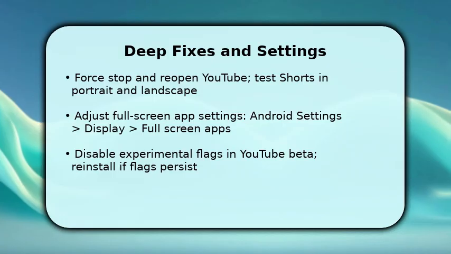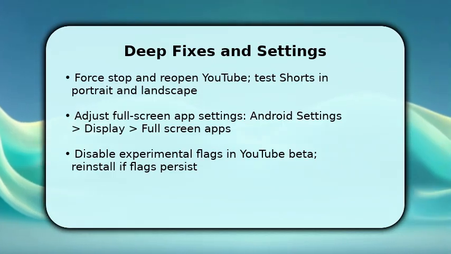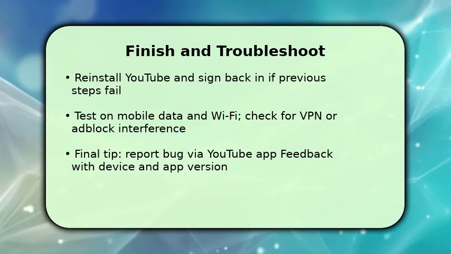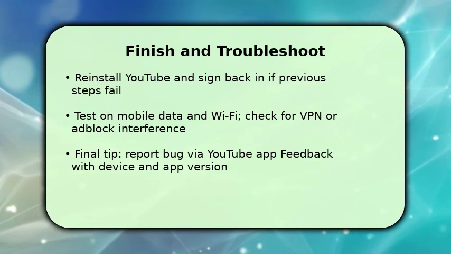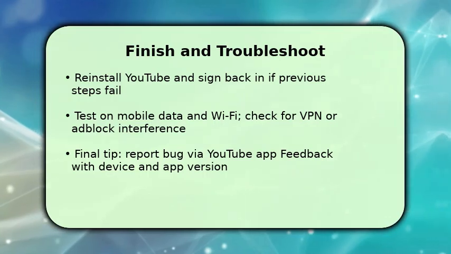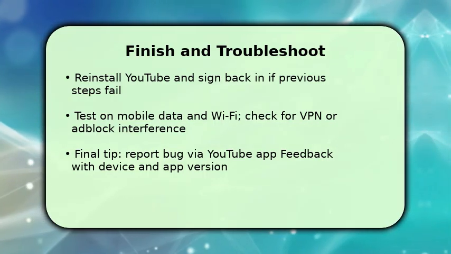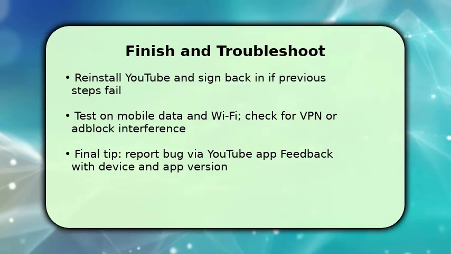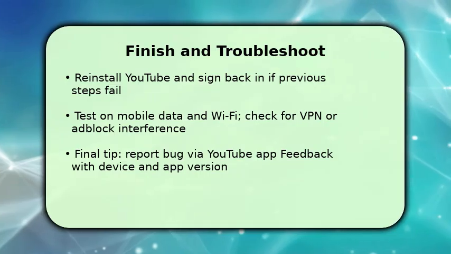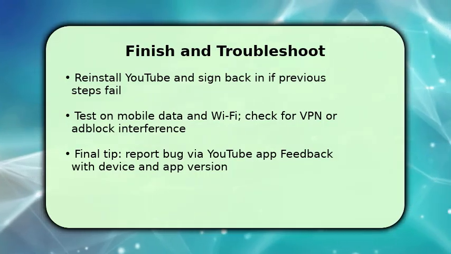Once done, reinstall the app if the problem persists, which resets corrupted app files. Finish by reinstalling YouTube and signing in again to ensure a clean install. Once reinstalled, test Shorts on both Wi-Fi and mobile data and temporarily disable VPNs or ad blockers that can interfere with content rendering. If full screen still fails, factory reset is overkill.